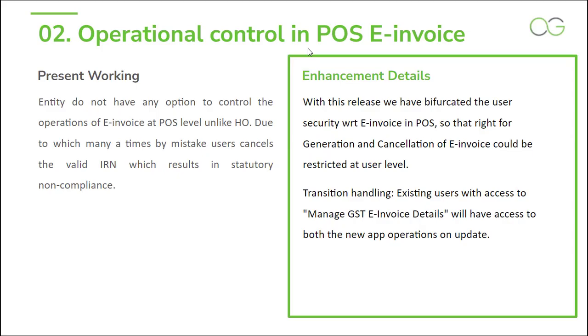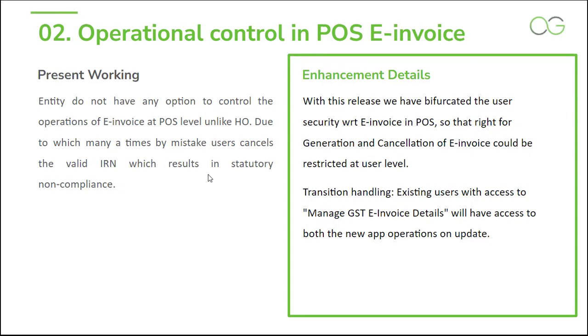Operational control in POS E-invoice. Unlike HO, many clients wanted to segregate and control the generation and cancellation of e-invoice. So, with the release, we have bifurcated the user security manage e-invoice details into two new app operations: manage e-invoice details generate and manage e-invoice details cancel. So from now onwards, users can generate or cancel the IRN as per their access rights.